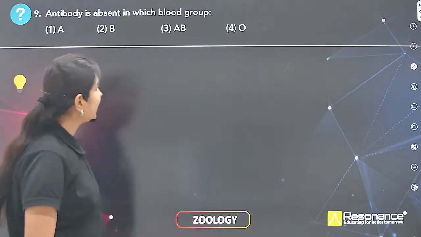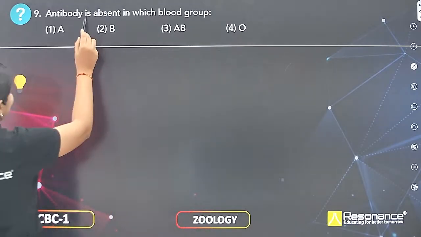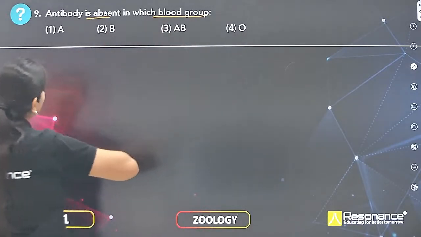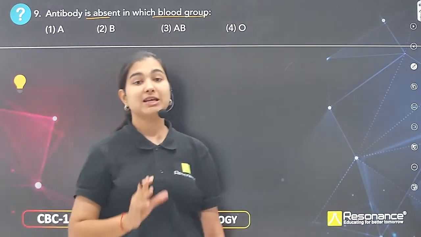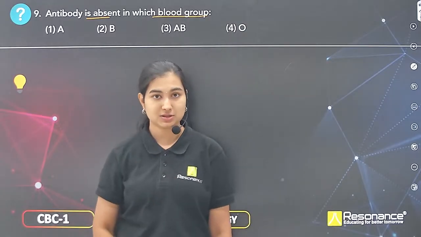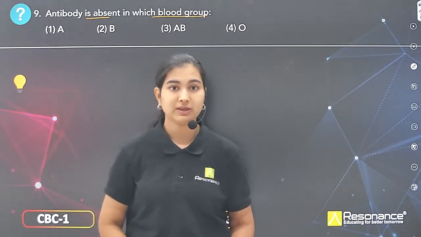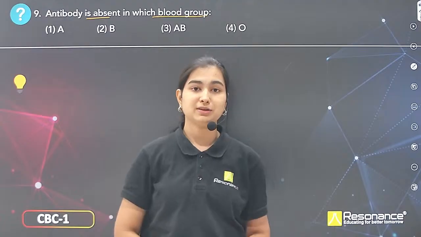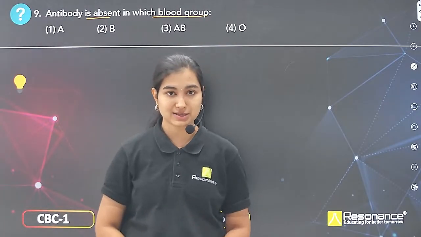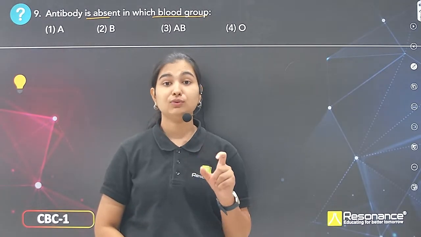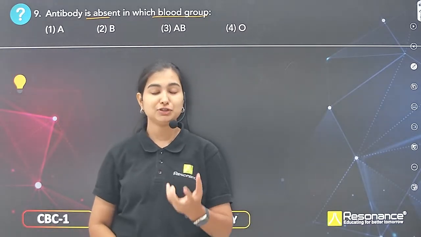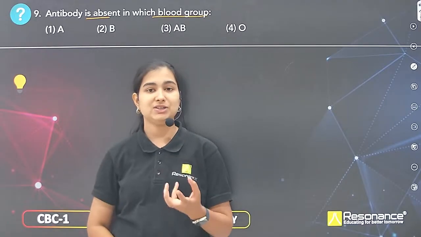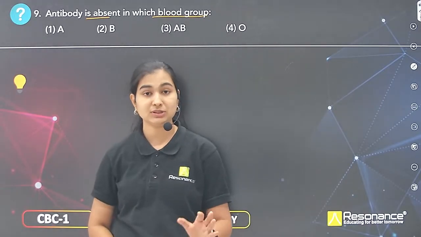Right? Next. The antibody is absent in which blood group? Tell me which blood group. So if the antibodies are absent, it means they need to have both the antigens. If you don't know in which blood group you don't have any kind of antibodies, there you know that they have both types of antigens. So just think in which blood group you have both antigen A and antigen B.